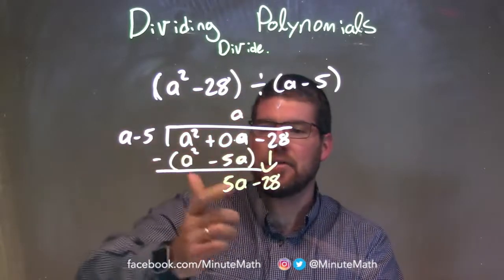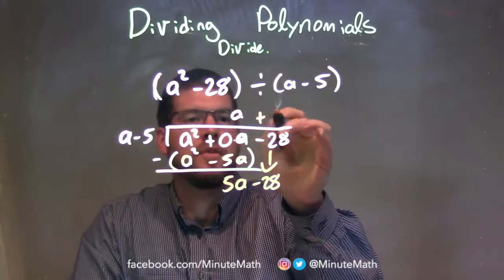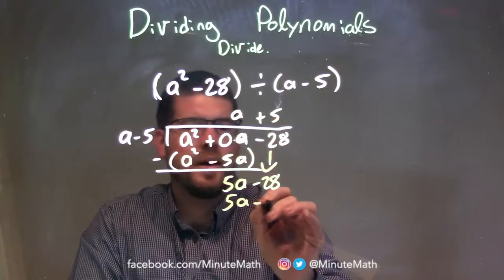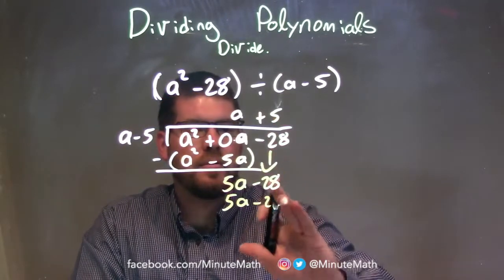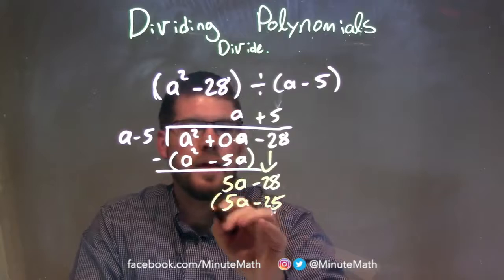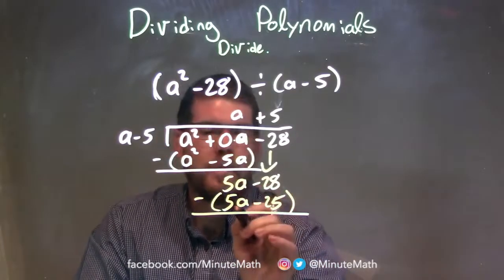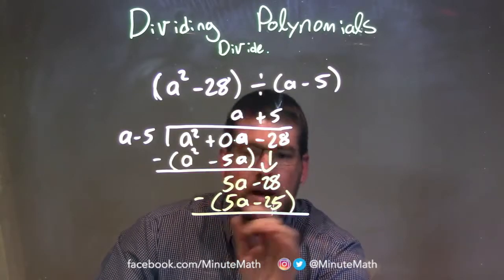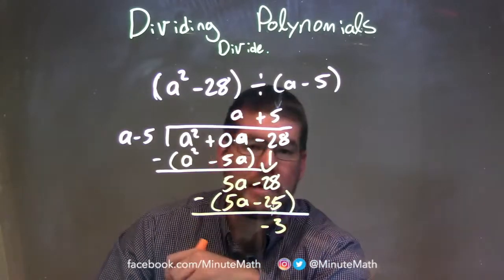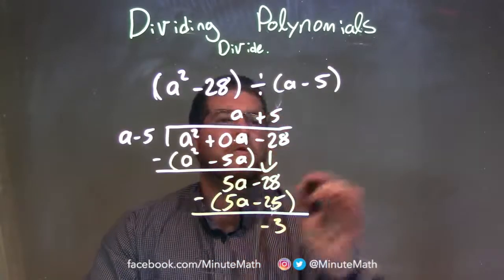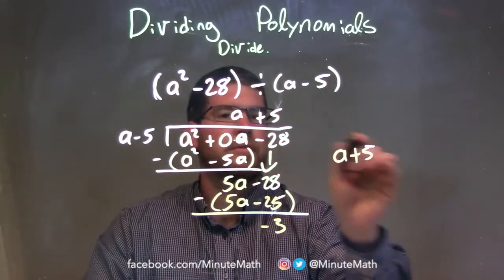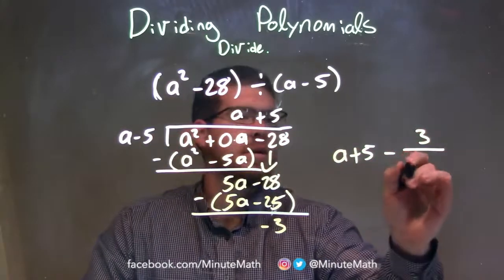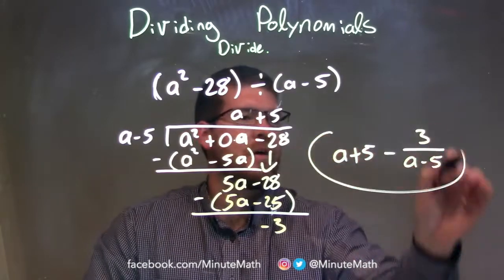What times a gives me 5a? That's a plus 5. 5 times a is 5a, and 5 times a minus 5 is 5a minus 25. Okay, now we subtract them. 5a minus 5a is 0. Minus 28 minus a negative 25 is the same thing as adding a positive 25, and that's a minus 3, or negative 3. Okay, and that's our remainder. So our final answer here is that a plus 5, we wrote up there, minus 3 remainder over our divisor, a minus 5. And there we have our final answer.